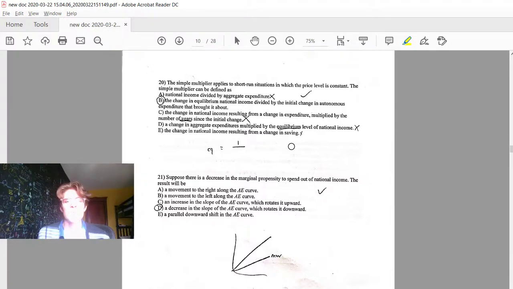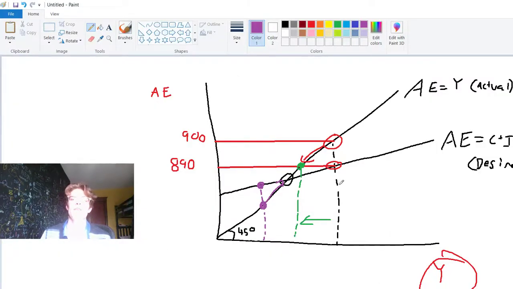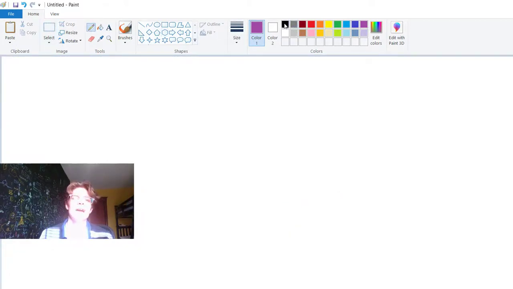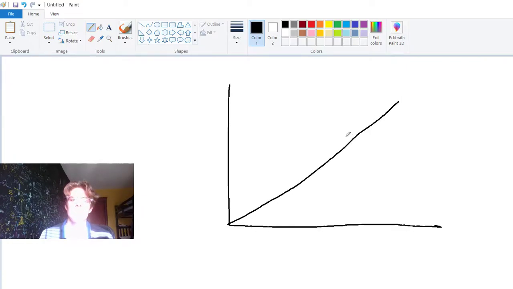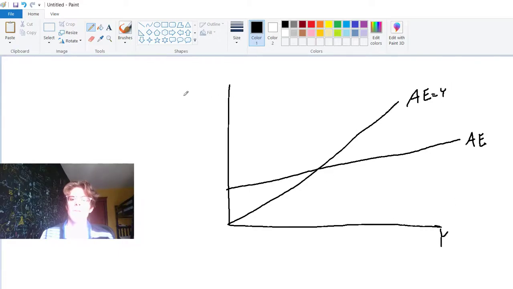So this wasn't super clear to me because it wasn't how I think about the simple multiplier. But what the simple multiplier is, it's telling you when there's a shift, how big is the shift. So in this graph, this is our AE, and here's our AE equals Y. Here's our Y star. We don't need that. Remember the second function here, maybe I'll draw that in a different color so that it's clearer.